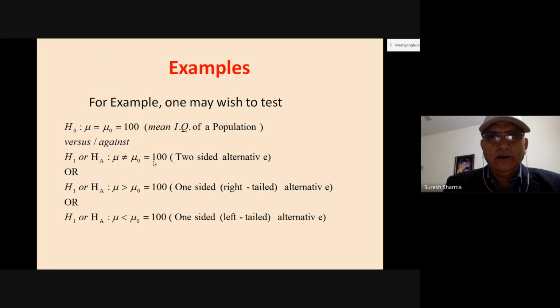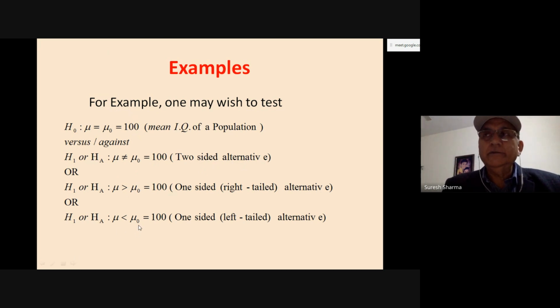It could be less, it could be more. Now, because I don't have any idea whether it is less or it is more, that's why this type of alternative is called two-sided alternative. But sometimes people are 100% sure about something. Let's say, these are very, very good students, and I am 100% sure that mean IQ of these students will be more than 100. If somebody is 100% sure, then the alternative will change. I'll write mu greater than 100 because person is 100% sure.